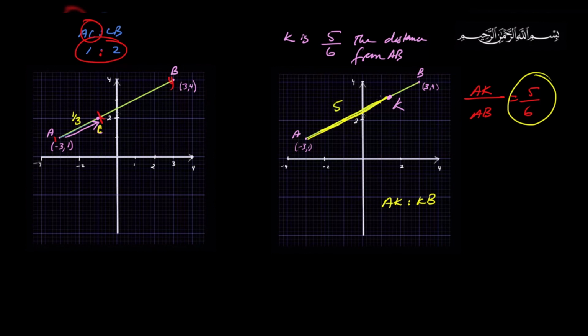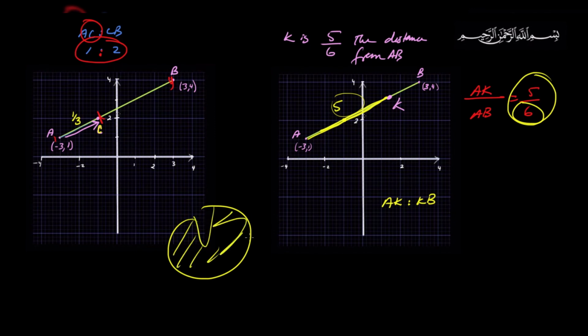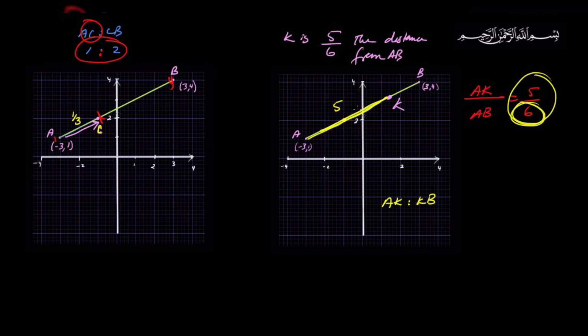in other words, if you divide the whole thing into 6 parts, this would be 5 parts. If you have a cake and you divide the cake into 6 parts and you took 5 parts, how much is left? Well, 1/6 of the cake is left. In the same way, if you hypothetically divide this whole segment into 6 parts and this is 5 parts, how many parts are left? 1 part is left. So the ratio of AK to KB is going to be 5:1.